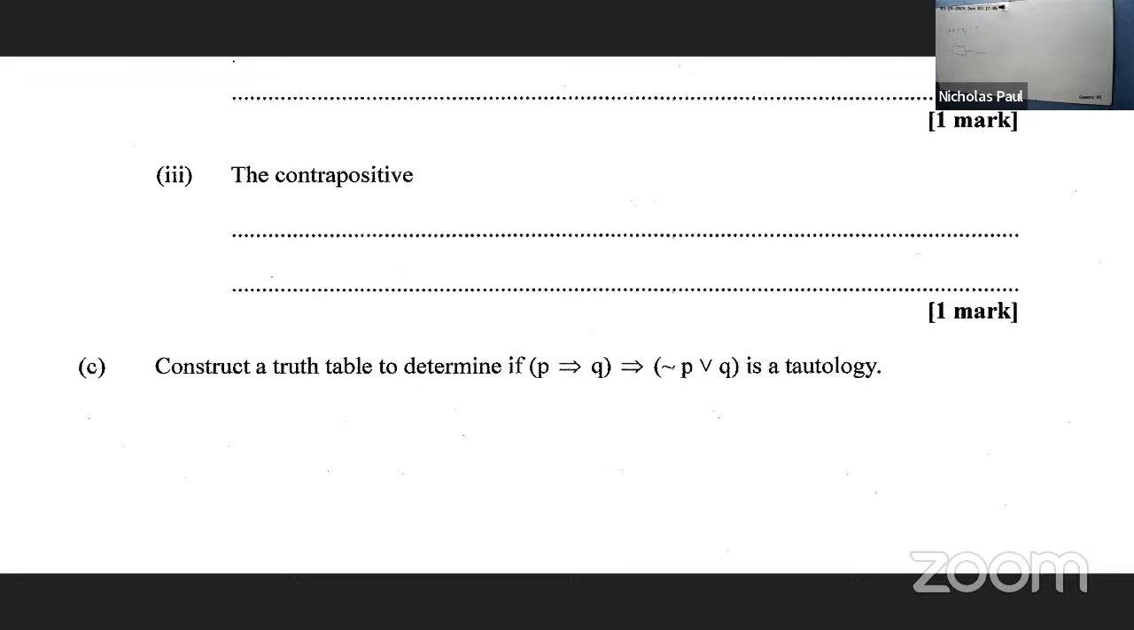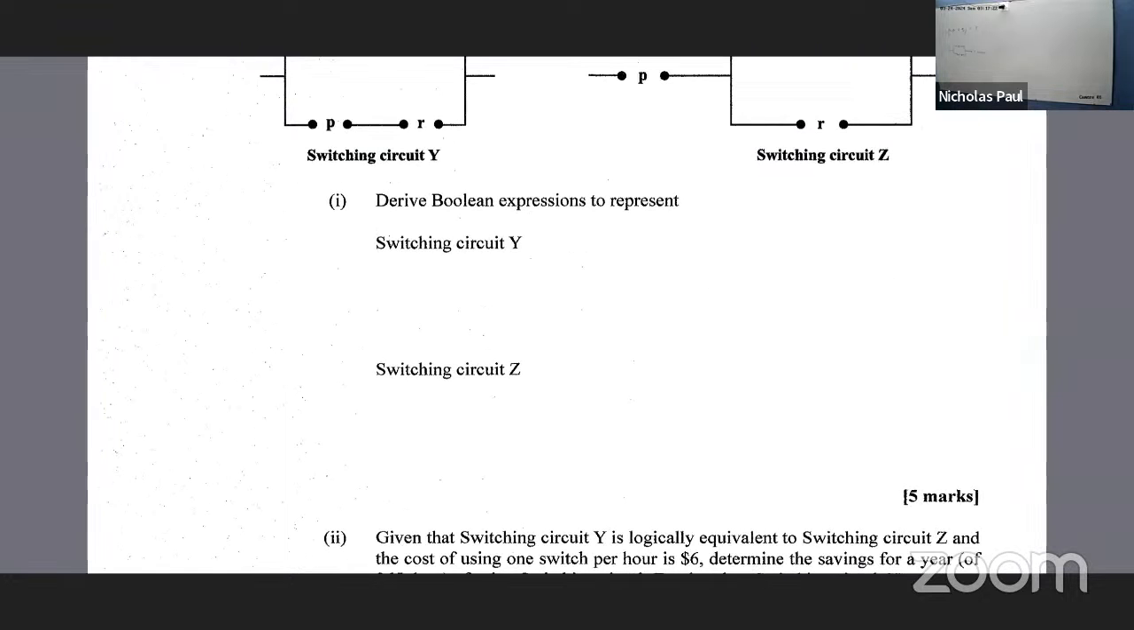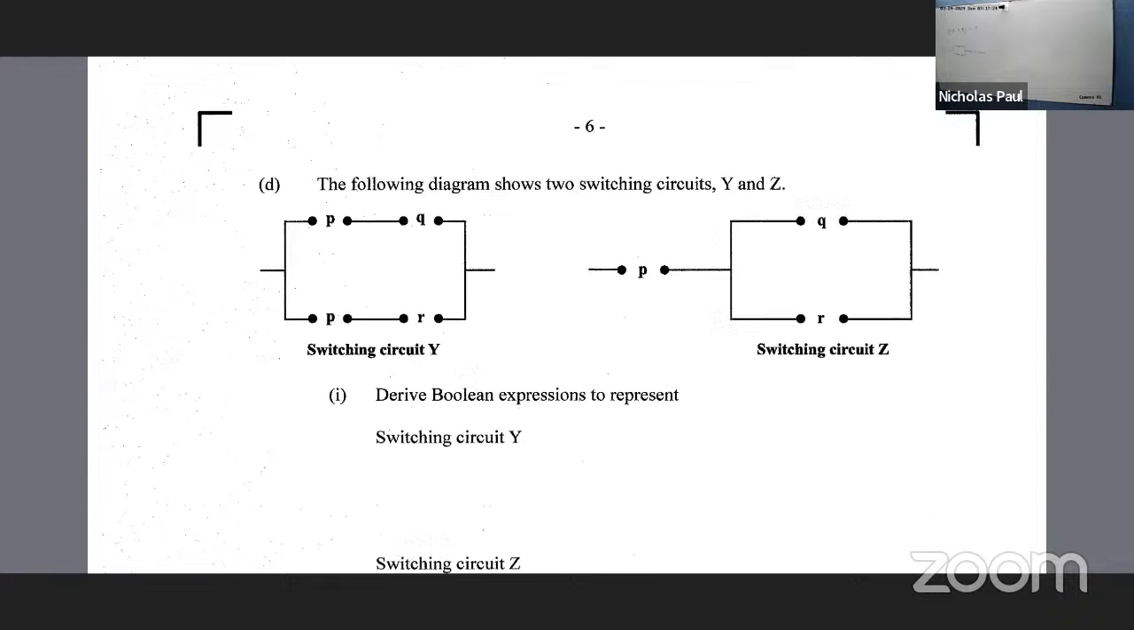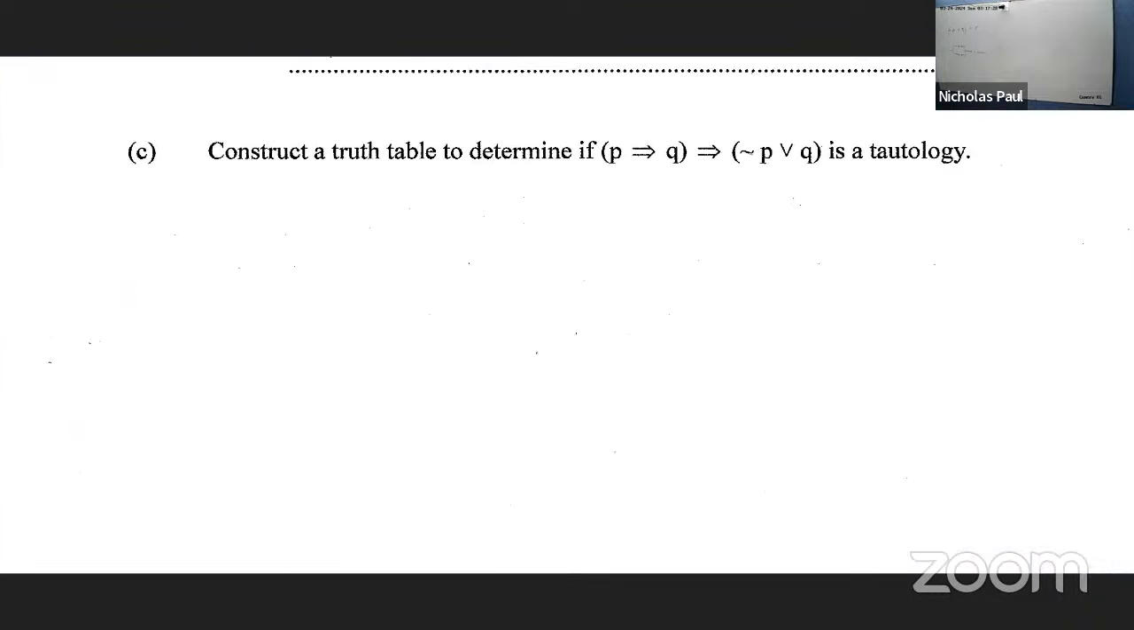Okay. You should already have the table. How many variables do you have there? Two variables, right? So you have four options. What is the tautology? I'll get you the tautology part.